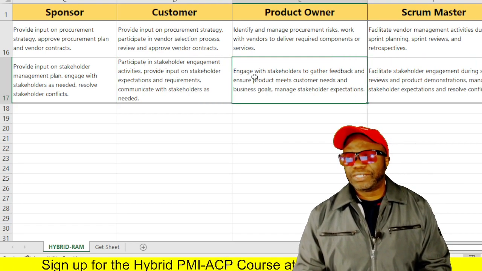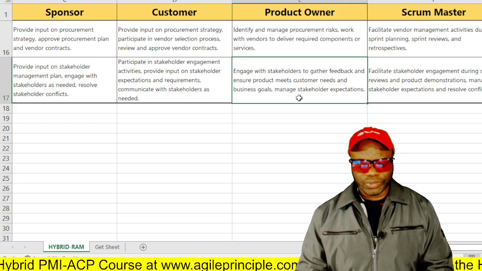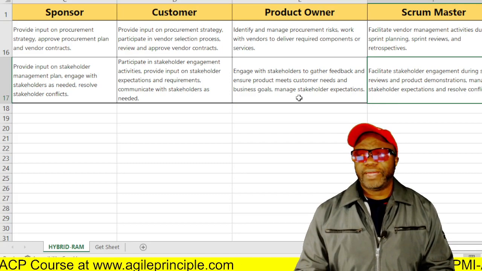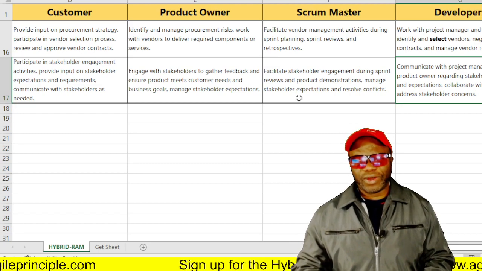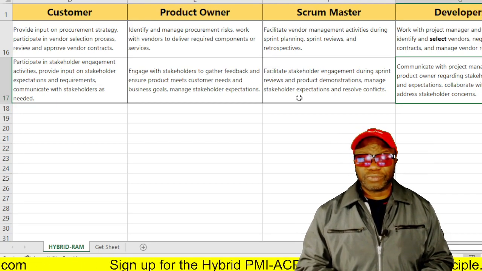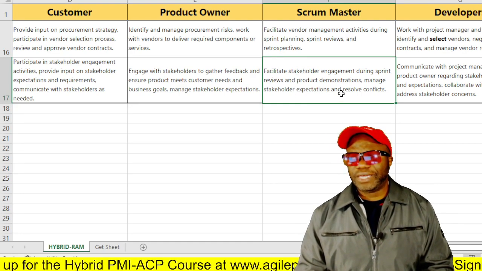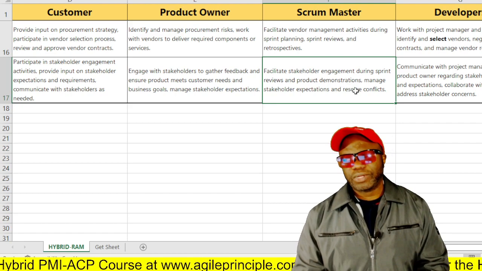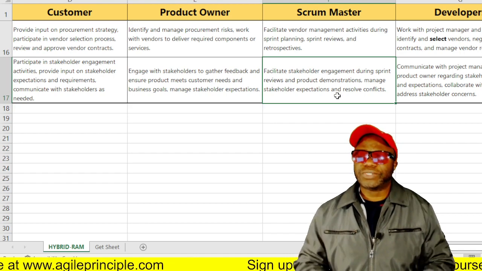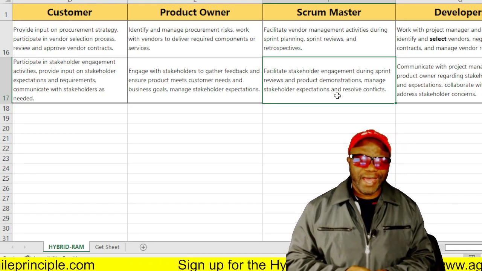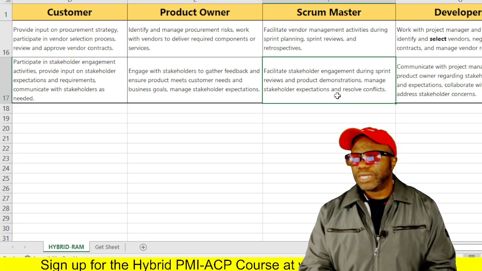All right, the product owner engages with stakeholders to gather feedback and ensure the product meets the customer needs and the business goals. Of course, we talk about the sprint review where we could get some very direct feedback. But remember, this is a hybrid environment, and here we're talking about the aspect of stakeholders in particular. As far as Scrum Master is concerned, they should facilitate stakeholder engagement during sprint reviews and product demonstrations, manage stakeholder expectations, and resolve conflict. And of course, anyone on the team could wear this hat, but those are some of the things the Scrum Master should check the box on and make sure it's being done.